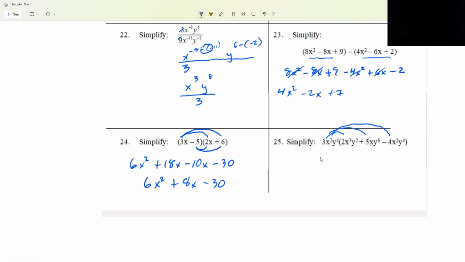So I'm just going to walk it down the line. 3 times 2 is 6. 2 plus 3 is 5. 4 plus 2 is 6. Go to the next one. 3 times 5 is 15. 2 plus 1 is 3. 4 plus 6 is 10. Go to the next one. 3 times negative 4 is negative 12. 2 plus 2 is 4. 4 plus 4 is 8. And you're done. They have a coefficient in x and y, but the exponents aren't the same, so you can't combine anything. So don't do that.